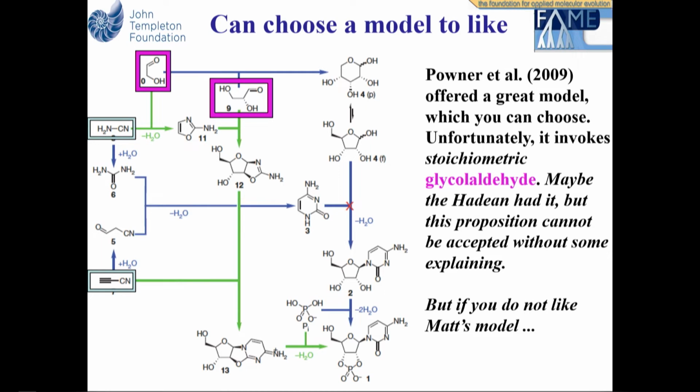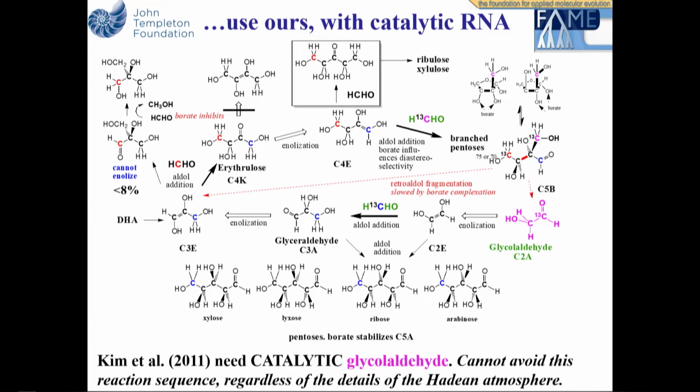But if you don't like Matt's model, you can use ours, right? Here we have the magenta glycolaldehyde in the lower right-hand corner of that slide, and that actually is catalytically formed. And that's come from 2 arrows that allow formaldehyde to be fixed in a cycle that leads to the formation of ribose. And so you cannot avoid that particular cycle. This particular cycle is probably taking place today, for example, on Mars. On Earth, of course, any of the things that you make in this cycle would be eaten by the life that's already here.